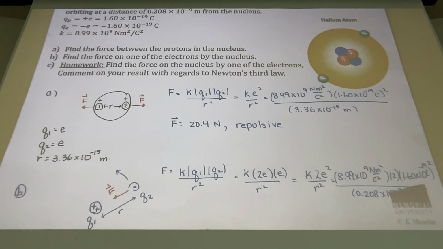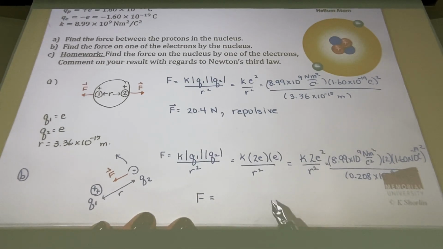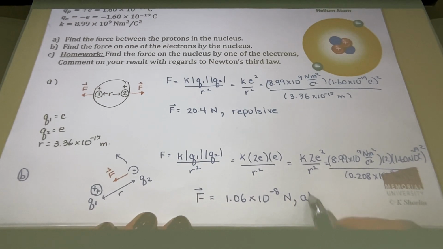Don't forget to square that. So we get the force on the electron is 1.06 times 10 to the minus 8 newtons. And then to put in the vector bit, we'll say it's attractive.